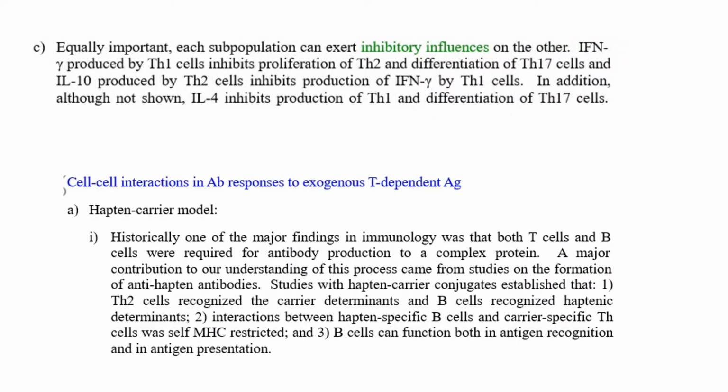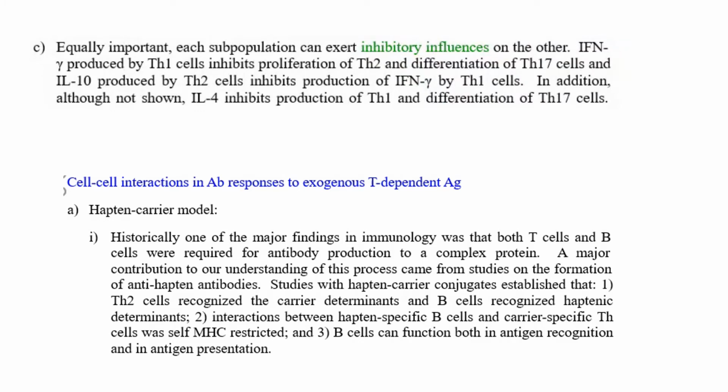Activation of certain T helper cells will downregulate or inhibit the proliferation of the other cells. What is the meaning of this? If the antigens will select the T helper 2 population, there will be a regulatory mechanism that will inhibit the proliferation of T helper 1 and vice versa. So, equally important, each subpopulation can exert inhibitory influence on the other.